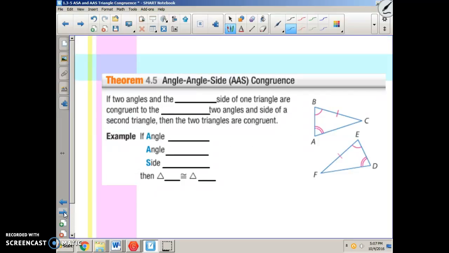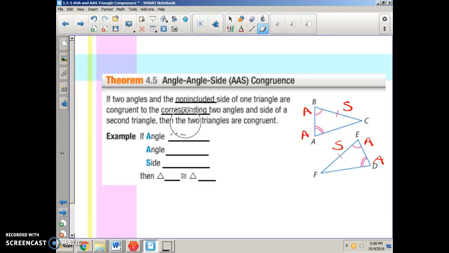All right, and then the other one we're talking about is angle, angle, side, abbreviated as AAS. You could probably guess that that means I need two angles and the side. This one is non-included. In other words, it's not the side between the two angles. Okay? And the corresponding two angles need to go with that, so go ahead and copy that down. And you can tell from the picture, it goes angle, angle, side. Angle, angle, side. It should match up with our acronym. Crazy, right? It works out that way.